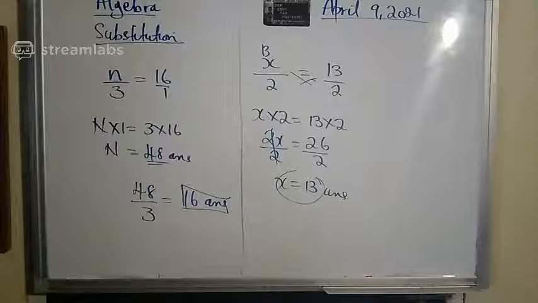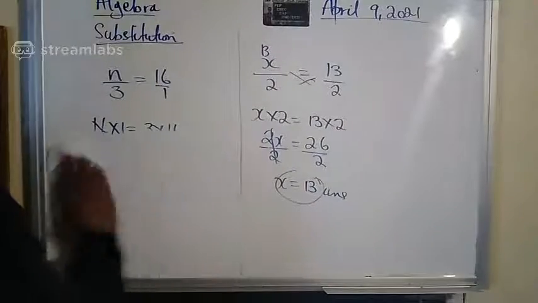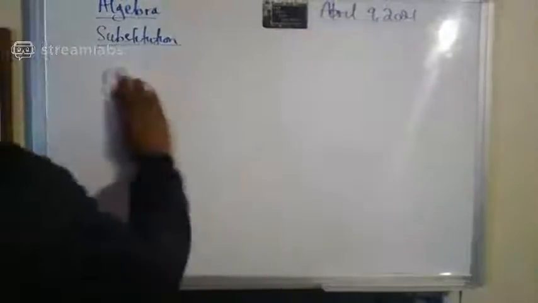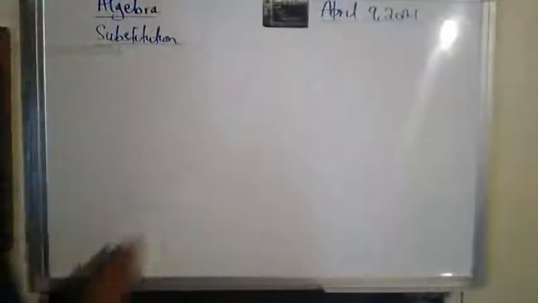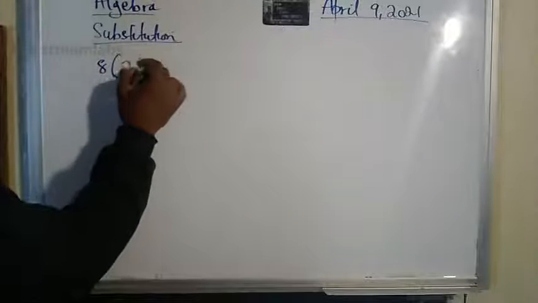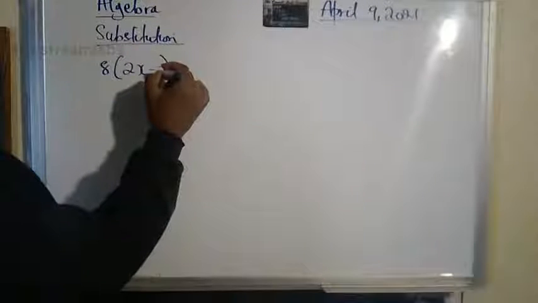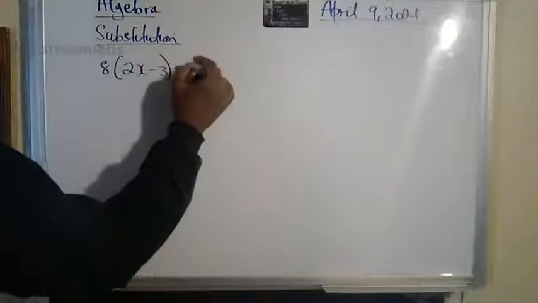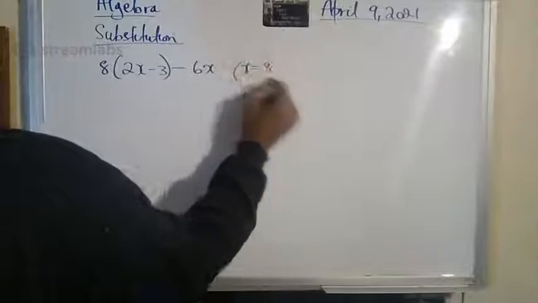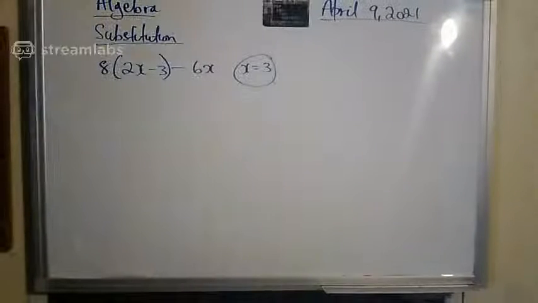Alright, let us look at this one now. I should have done this one when I was doing the substitution. Oh, it missed me. So this one says 8 bracket 2x minus 3 is minus 6x. But they gave us x is equal to 3. So I would suggest you do this. Expand the bracket and then simplify, and then we substitute x equal 3.